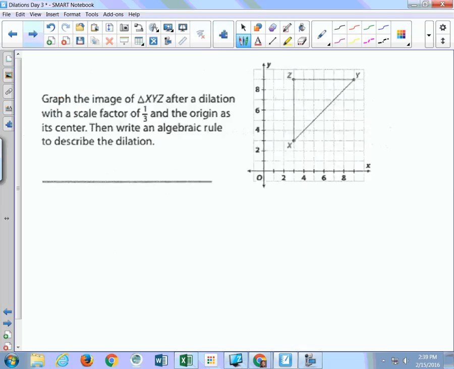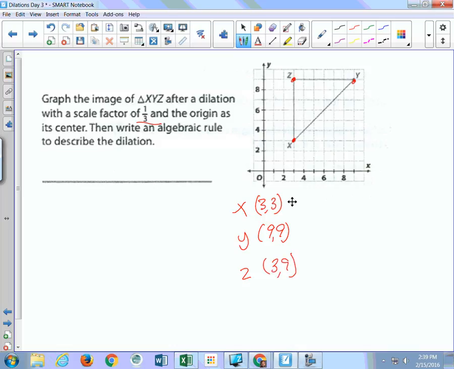All right, so now we're going to use what we just learned or just practiced to graph a new picture and to write our algebraic rule. So our scale factor in this problem is 1/3. The first thing we have to do is find all of our points for x, y, z. So x is at 3, 3. Y is at, let's see, over 9, up 9, so 9, 9. Z is at 3, 9.